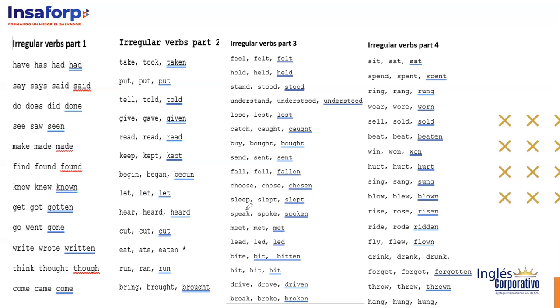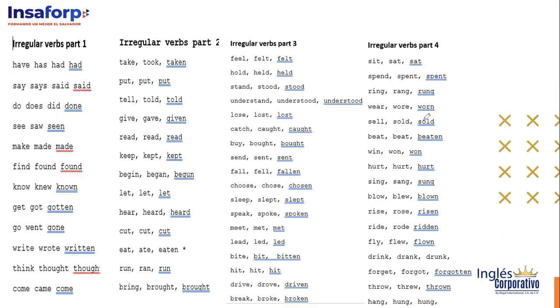Elisa María, meet, met. Edwin, lead. Erika Naomi, bite, bitten. Gabriel Guevara, hit. Griselda Mejía, drive, driven. Jenny Lissette, broken.